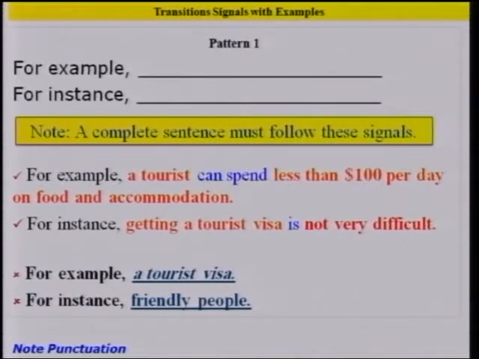Again, notice the punctuation: for instance, comma; for example, comma. But I cannot say, "For example, comma, a tourist visa." Why is it not the case? Because this is not a sentence. This is a noun phrase, and we talked about this before, this is a fragment. It is not a complete sentence. Or "For instance, friendly people," full stop. This is not correct punctuation, because it is not a sentence, it is a noun phrase. This is the first case if I'm using for example in this way, beginning the sentence, for example, comma, and so on.